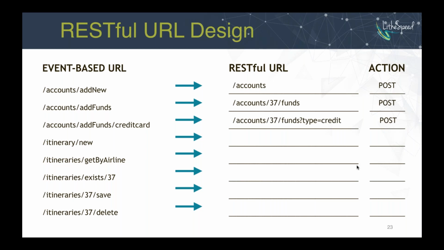Likewise, if we're going to add new funds, but we're going to do it by credit card, we're going to use that as a URL variable. So our URL is: go to the accounts code on the server, find user 37, find their list of funds, and we're going to send you a type of credit, and here's the details on that.